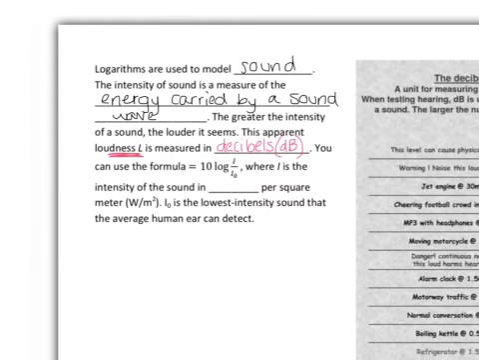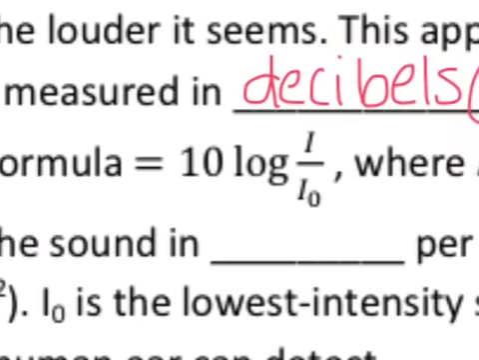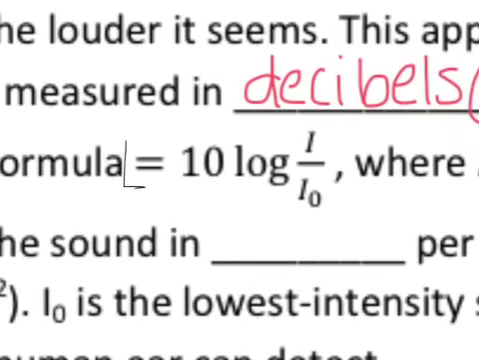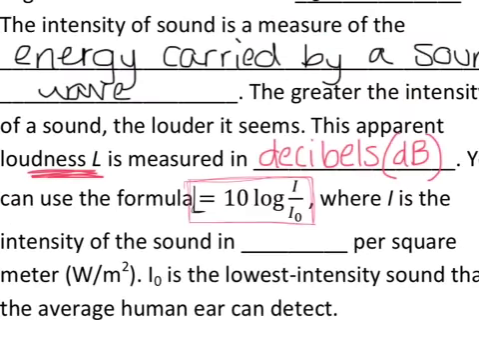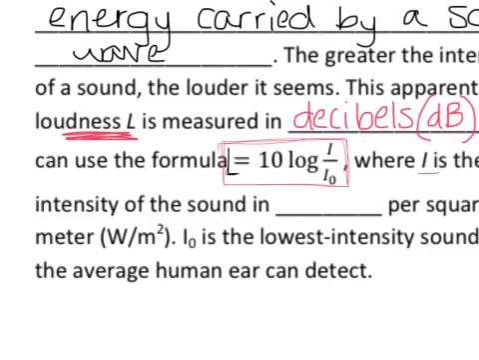And we can use the formula L equals 10 times the log of I over I naught. I'll explain what those are. So what's the base there in that one? It's 10. When you can't see the base, it's 10. That's a common log. And it says where I is the intensity of the sound in watts.